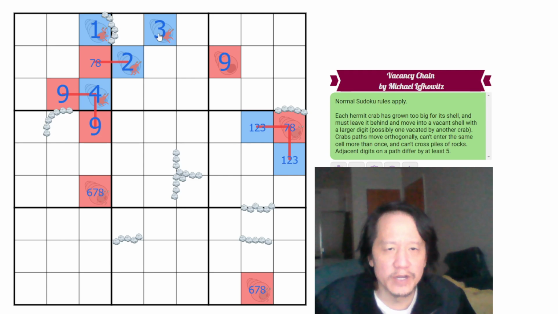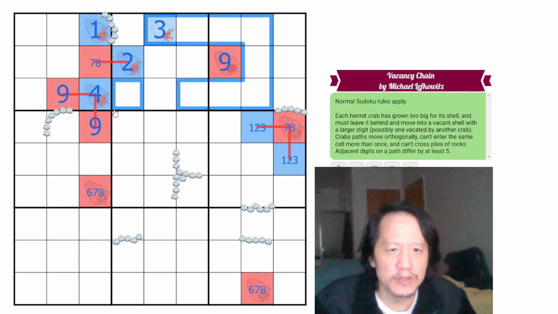So either way, the 9 has to be one of these two. This could be 8. If we tried going around here, then this blocks the 9. So this cannot go all the way around here.